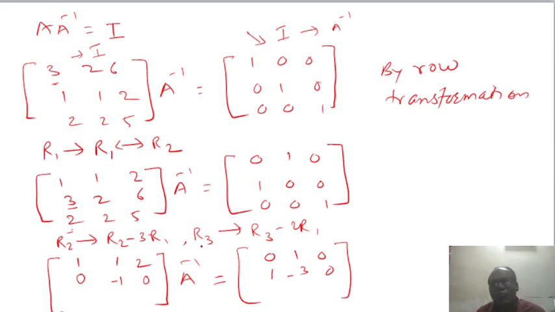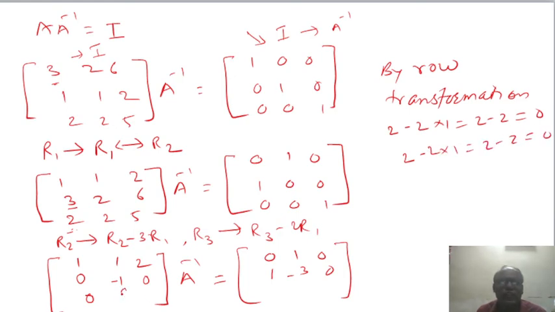What is the second transformation? R3 is equal to R3 minus 2 R1. What is the value of R3 here? 2. 2 minus 2 into R1. What is R1? 1. That is 2 minus 2, which is equal to 0. We want 0 here. Then what about the next entry? R3 is 2. 2 minus 2 into 1, that is 2 minus 2 is 0. Here also we get 0.